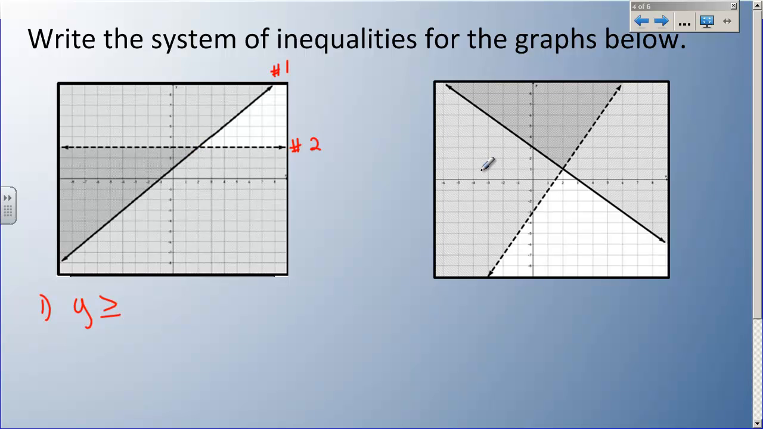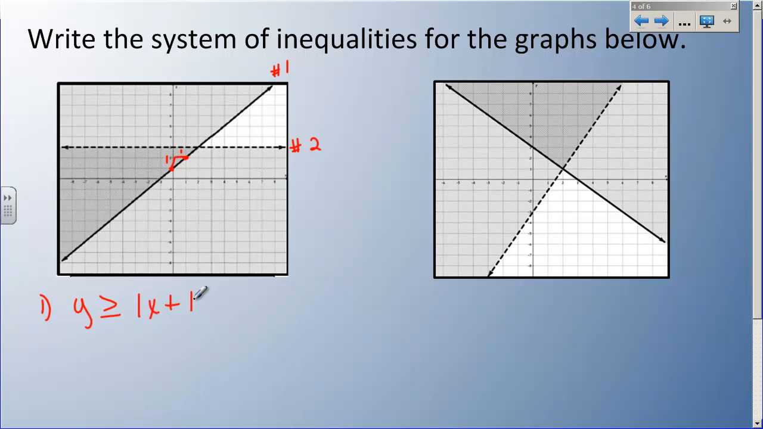Now for the important part, we have to find the slope and the y-intercept. To find the slope, pick two pretty points. Here's one and here's one. If you draw your right triangle so you can do your rise over your run, you get your slope is 1 over 1. So my slope is 1x, and my y-intercept is where it crossed the y-axis, which is 1.